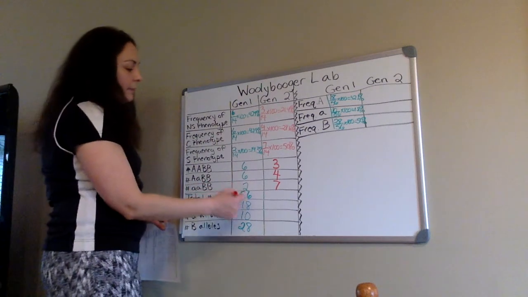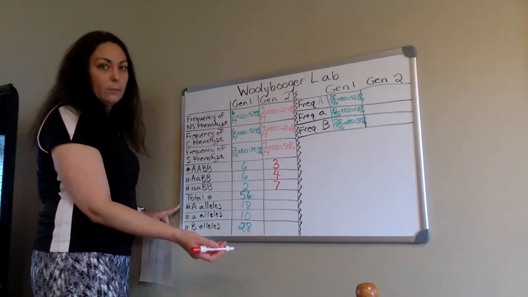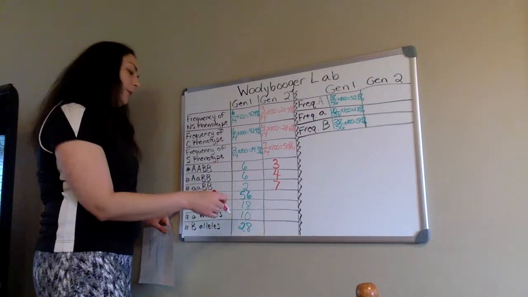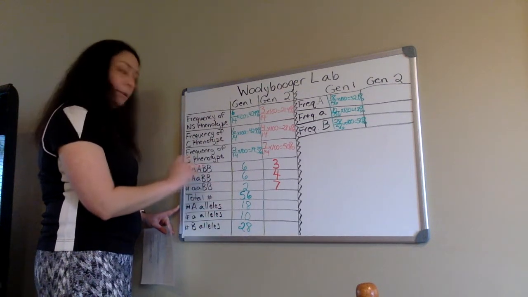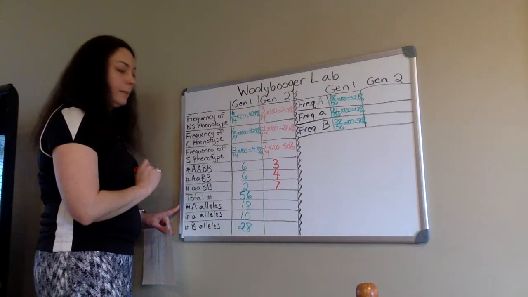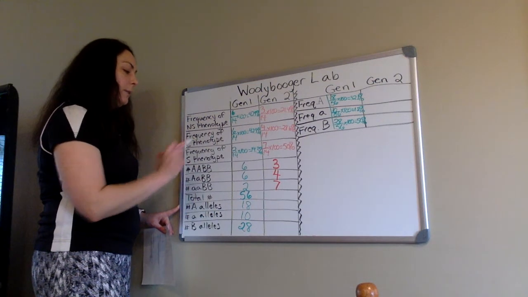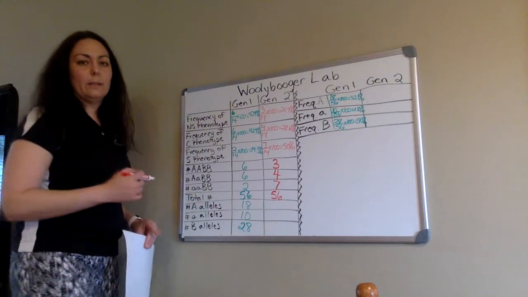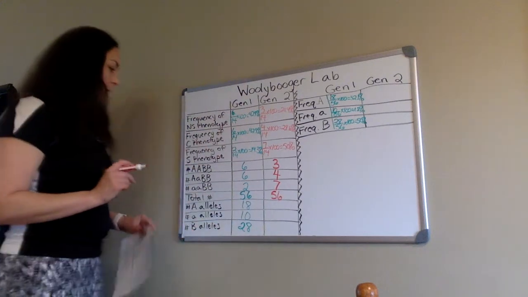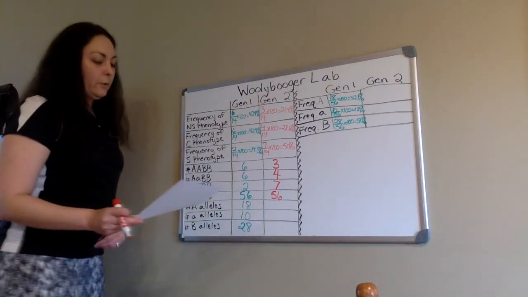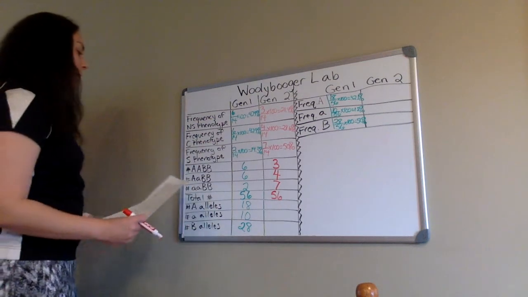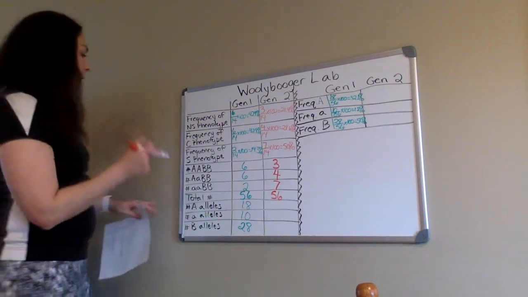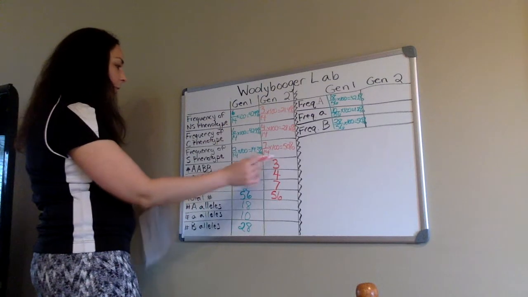Then total number of alleles: since we still have 14 woolly boogers in our population, each woolly booger needs 4 alleles for their beak type. We do 14 times 4, and we get 56. So that number will always stay the same across all your generations. Then for the counts of each allele, this is where it gets a little bit different.